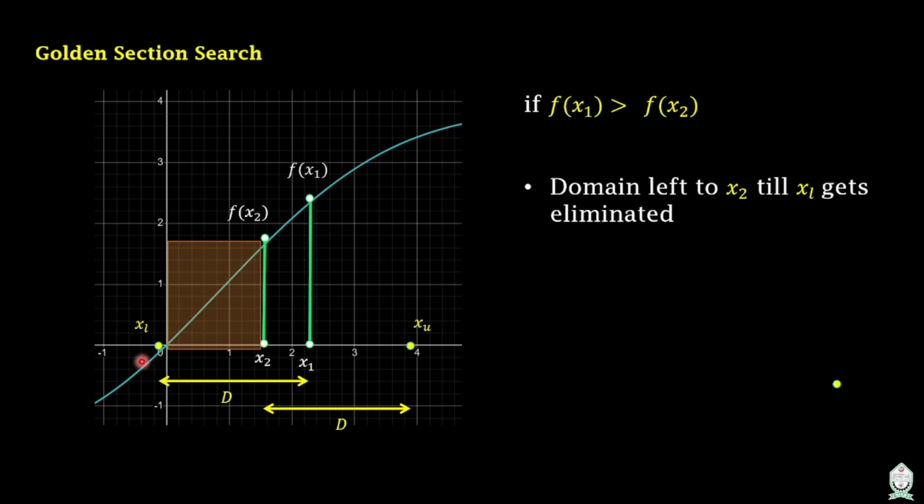If this appears, in that case we have to eliminate the area or the domain that is left of x2 to x1. So this part will get eliminated, and correspondingly the x2 would become x1. Now this will be the new range, and within this new range we have to apply the golden ratio again.